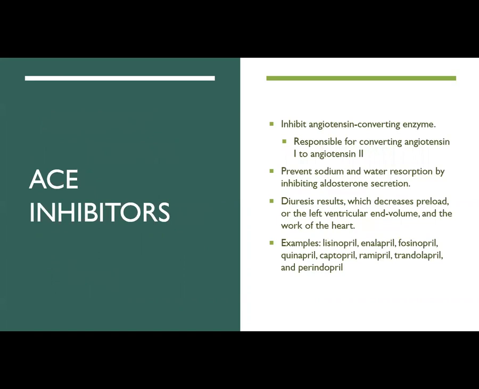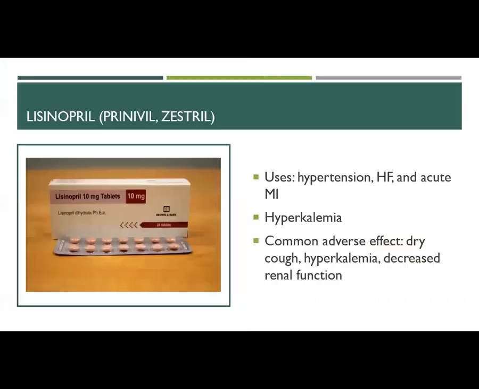We've got our ACE inhibitors responsible for converting angiotensin 1 to angiotensin 2. Because they inhibit that ACE, they prevent sodium and water reabsorption, diuresis results, so decreased preload. Examples are things like lisinopril, captopril, all those ones that we went over. Just a refresher, lisinopril is used for hypertension, heart failure, and acute MI. It can cause hyperkalemia because remember, if we block that, we're not losing potassium, so we're still holding on to potassium. Common adverse effects: dry cough, hyperkalemia, decreased renal function.